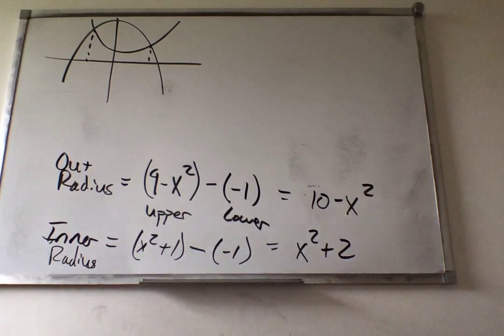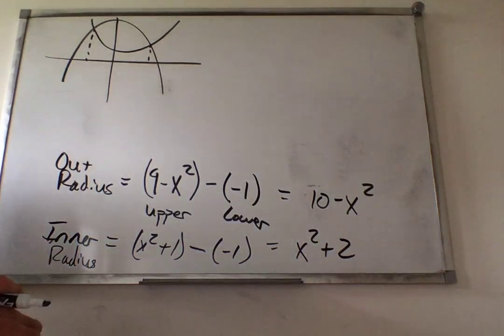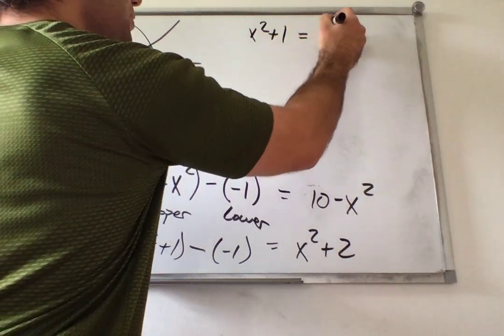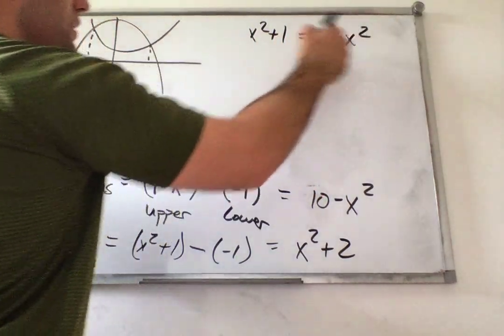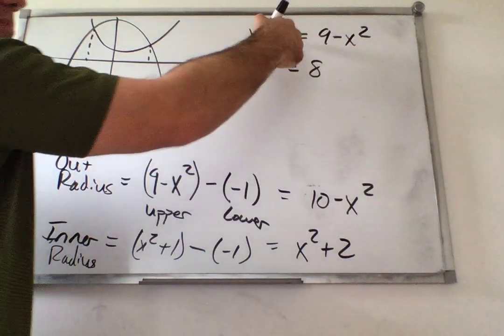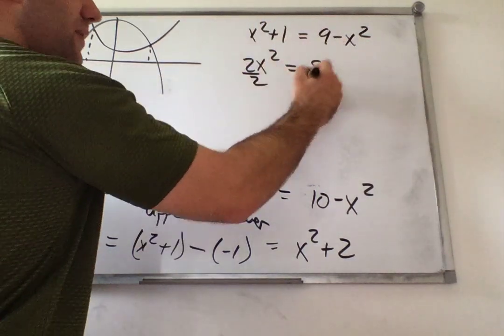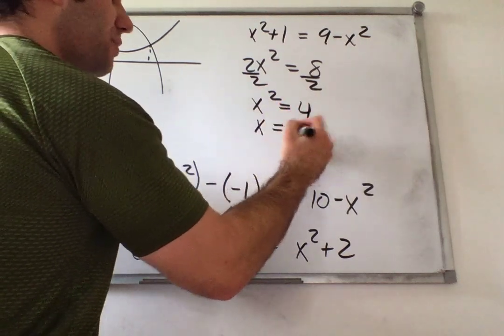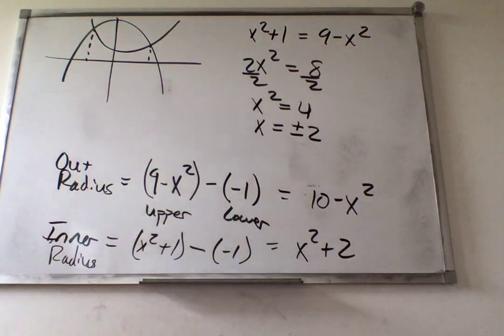So how to get that, you set the two equations equal to one another. X squared plus 1 is equal to 9 minus x squared. You get 2x squared is equal to 8 by adding the x squared over, minusing the 1 over. Divide by 2, you get x squared is equal to 4. X is equal to plus or minus 2. It's very important. We need those limits of integration.